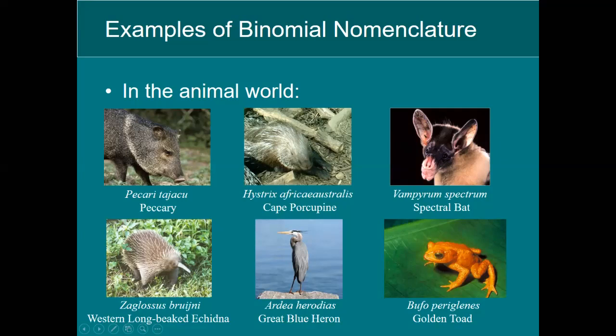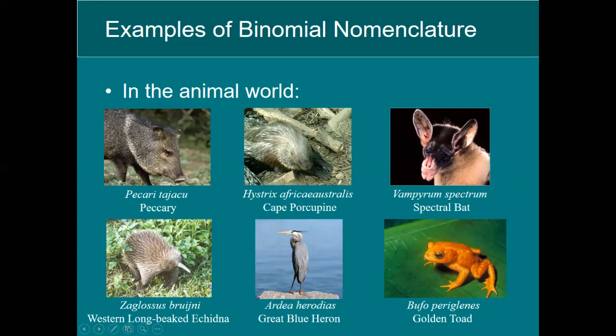This is the spectral bat. This is in a genus known as vampire bats. And no, most of the vampire bats, most of the bats in general, do not suck your blood. Most of them are fruit eaters. This particular example is Vampyrum spectrum, and so the spectrum comes from the common name spectral bat. So Vampyrum spectrum. Here we have the western long-beaked echidna, Zaglossus bruijnii, I'm not sure I can say this. This is the western long-beaked echidna.